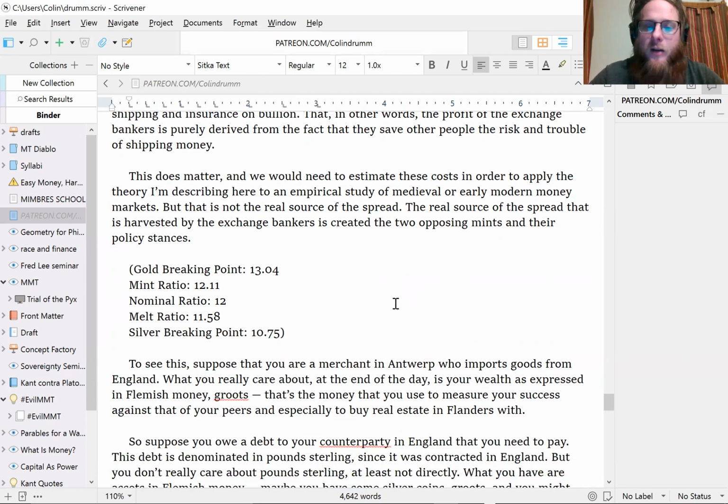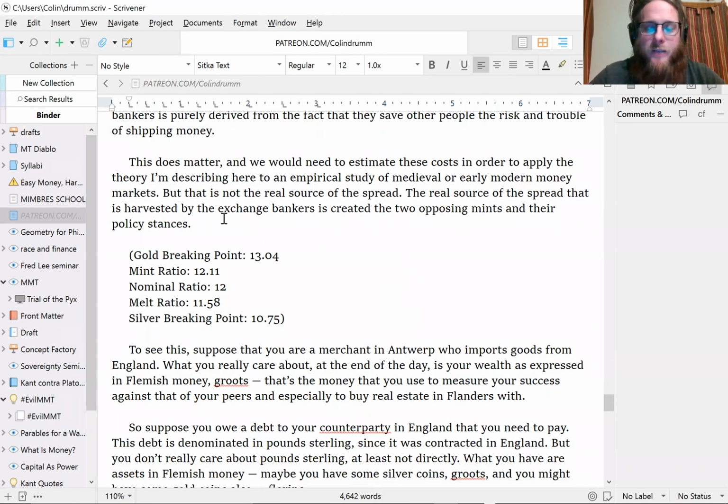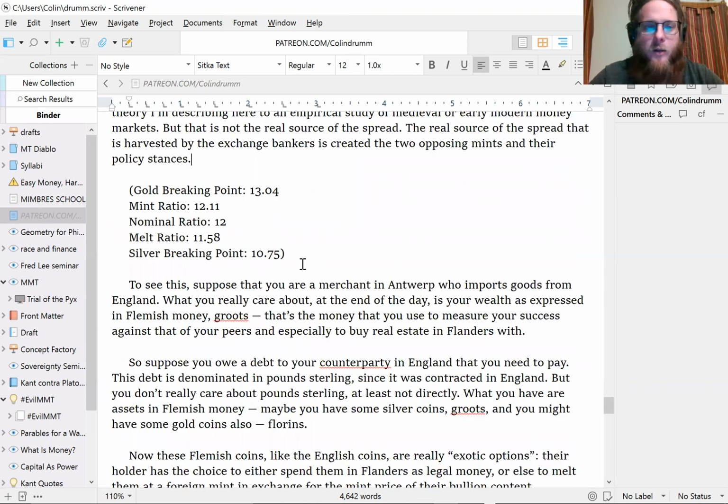Okay, the real source of the spread, which is harvested as profit by exchange bankers after they split a little bit of this profit off to the drawers who are in demand in the abundant city, is created by the two opposing mints and their policy stances. Okay, so here's one mint.